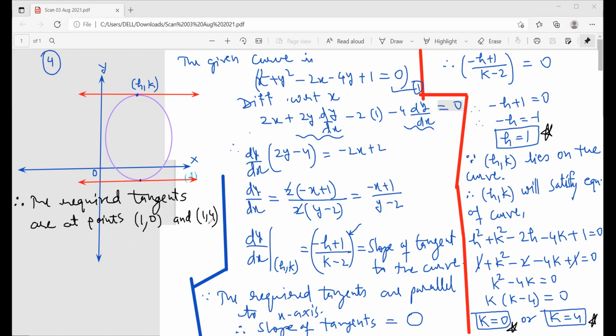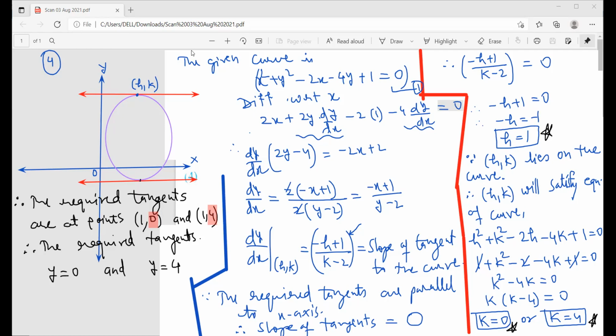So you got the points at 1, 0 and 1, 4. So you write therefore the required tangents are y equals to 0 and y equals to 4. See how y equals to 0 and y equals to 4. It is already said that the tangents are parallel to x-axis. And the equation of lines which are parallel to x-axis is in the form y equals to k. So these are 2 points where the tangents are drawn.